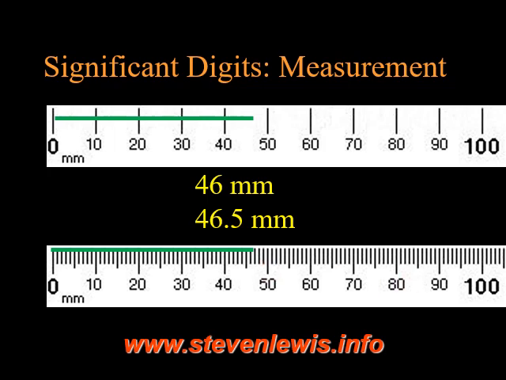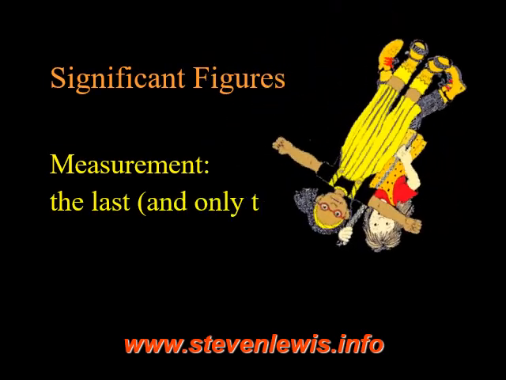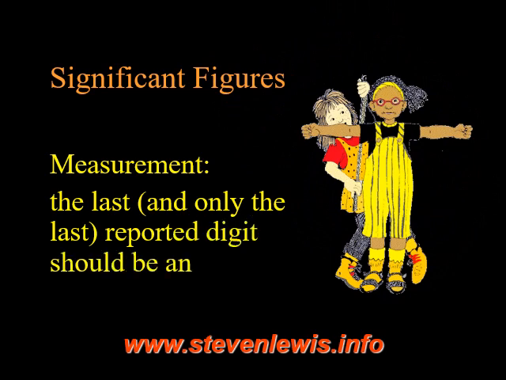In review, we could get two significant digits in our measurement legitimately out of the top ruler. But we can get three significant digits legitimately out of the second ruler because it has more gradations. In both cases, we estimated only the final digit. So the general rule in measurement is that the last and only the last reported digit can be an estimate.